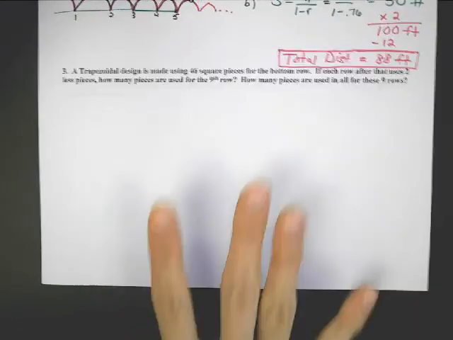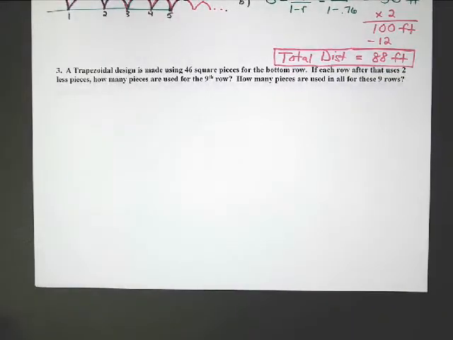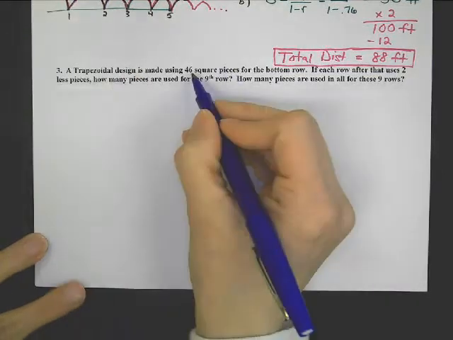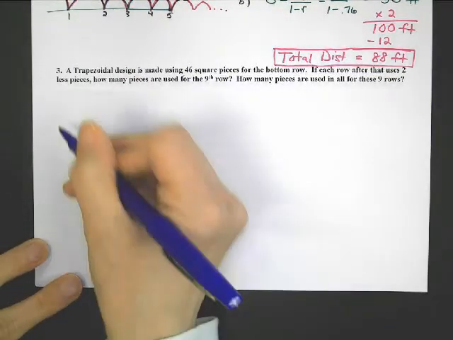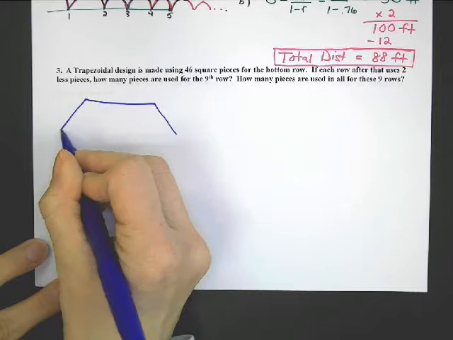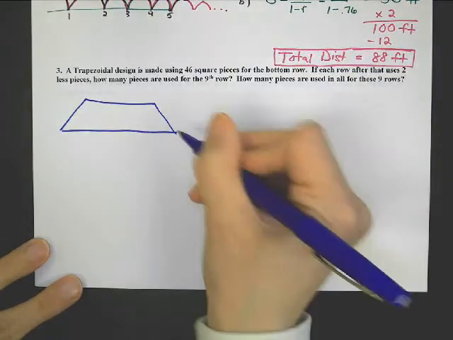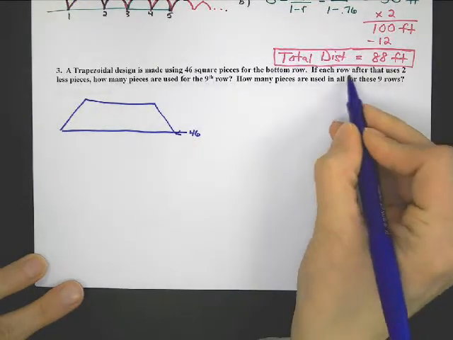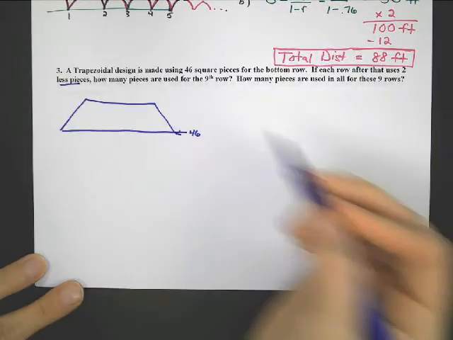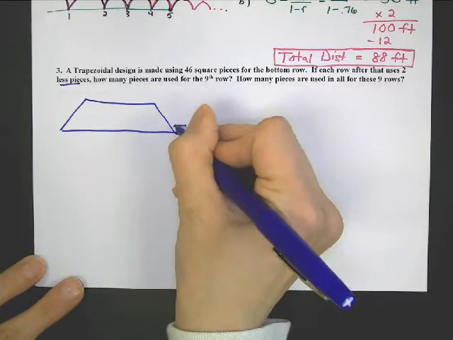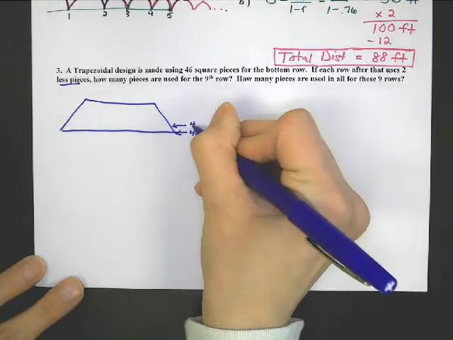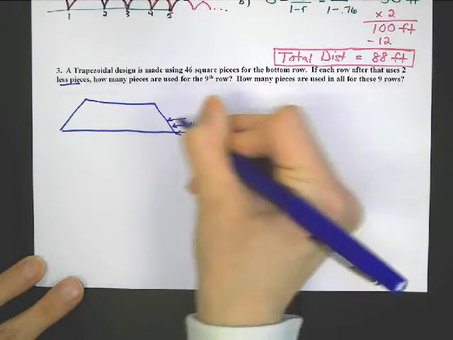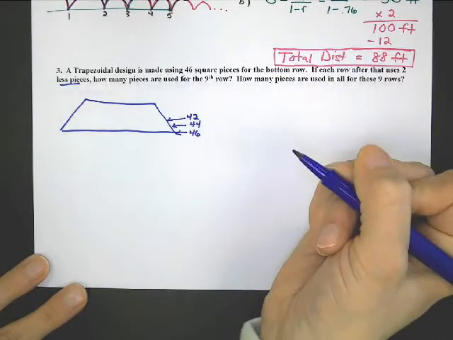Another question that some people think is tricky are the trapezoids. So I'm going to go over all the tricky ones one more time. A trapezoidal design is made using 46 square pieces for the bottom row. So we have a really ugly trapezoid here. The bottom row has 46 pieces. Each row after that uses 2 less pieces. So the row above that is only going to use 44. The row above that's only going to use 42.